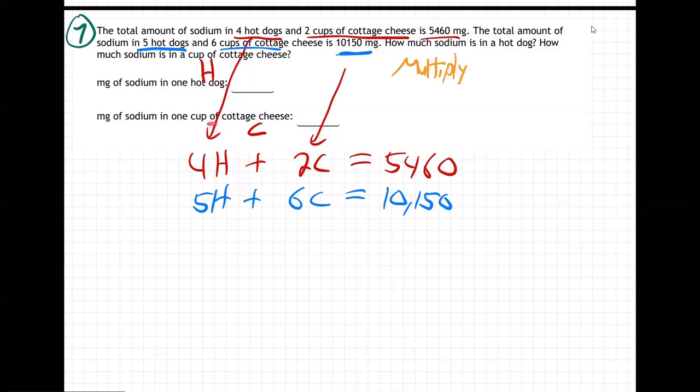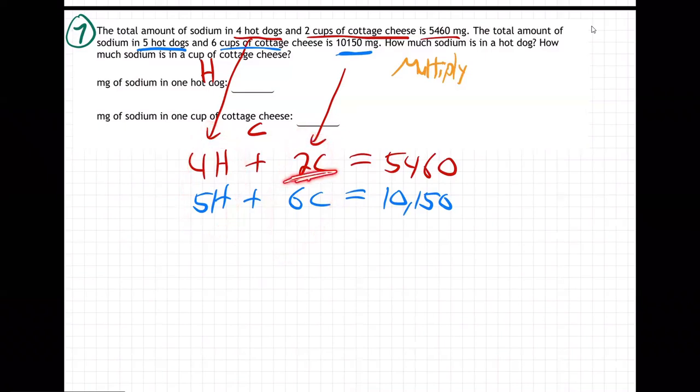Okay, so you look at the H's, you look at the C's, and you say, hey, I got to make them opposites, either the H's or the C's. It doesn't matter which one. I got to multiply one equation or maybe both, to do whatever it takes to make them opposites. Well, how could I do that?